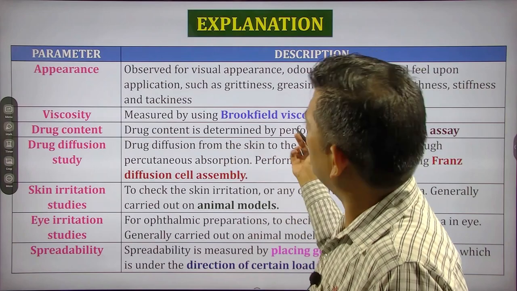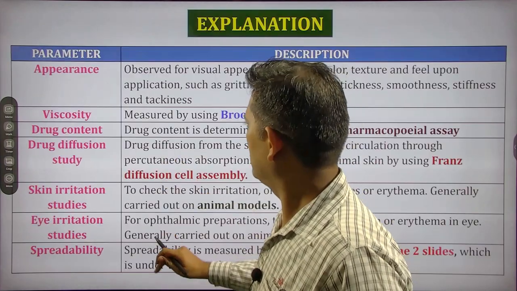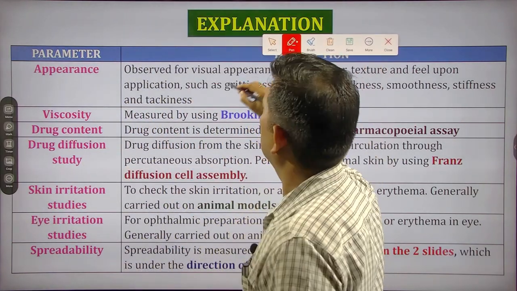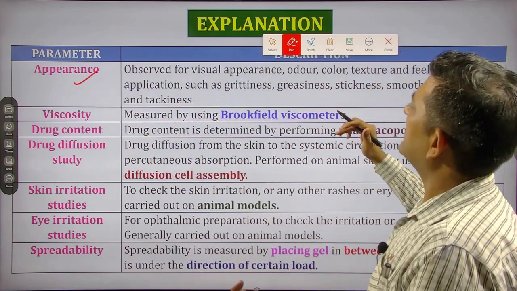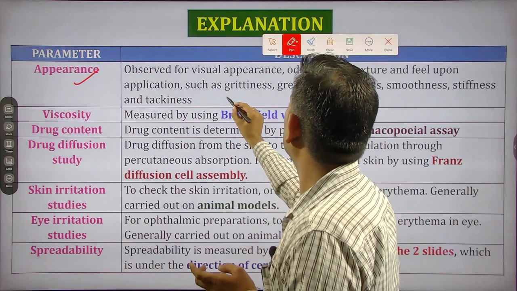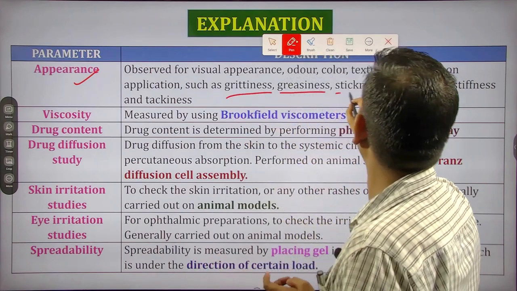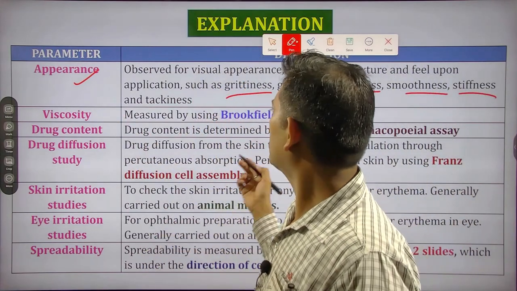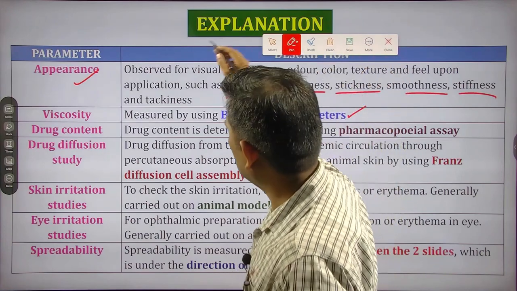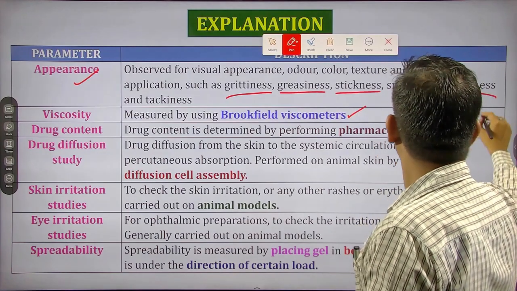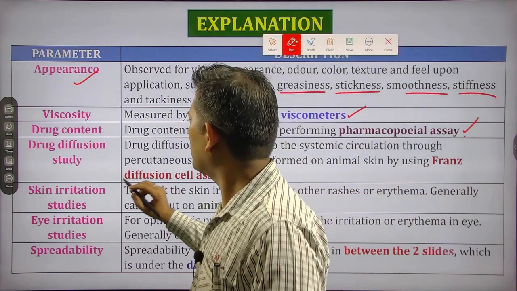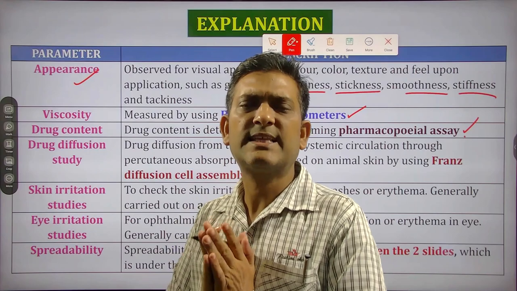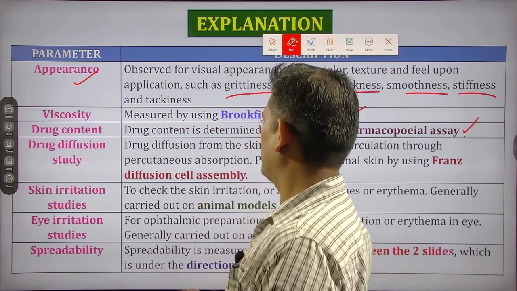We have already gone through the evaluation parameters. What are the different parameters? Appearance is there, and under appearance we look at grittiness, greasiness, stickiness, smoothness and stiffness. Viscosity we have already conducted using the Brookfield viscometer. Drug content is determined by the pharmacopeial assay procedure. Then the drug diffusion study, which can be done using the Keshary-Chien cell or the Franz diffusion cell.